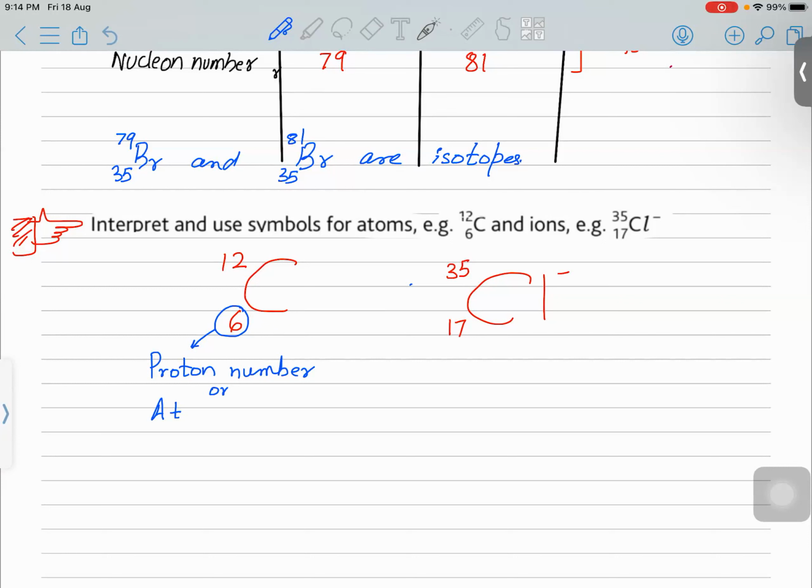Okay. Now proton number or atomic number. This is proton number or atomic number, right? So what is this 12? Sir, this is the nucleon number. It is the nucleon number.